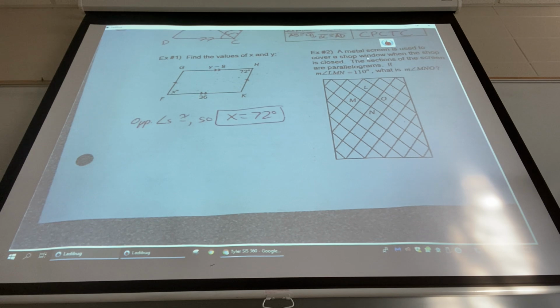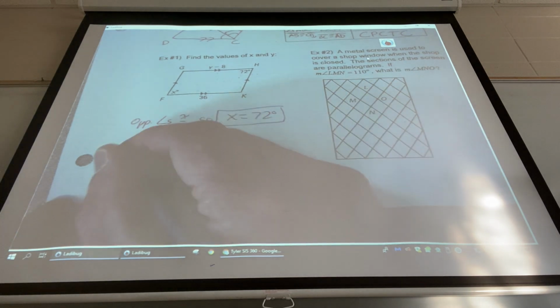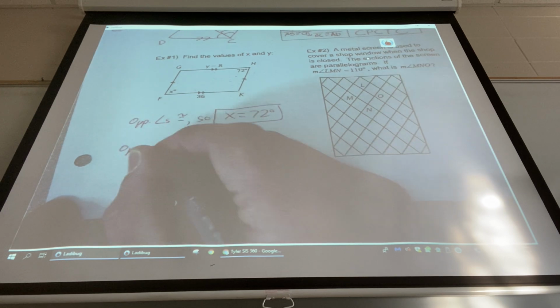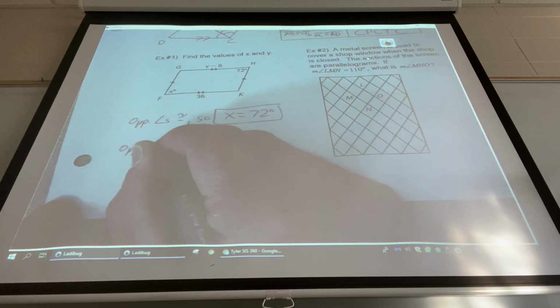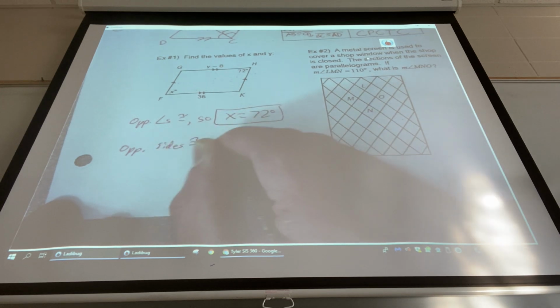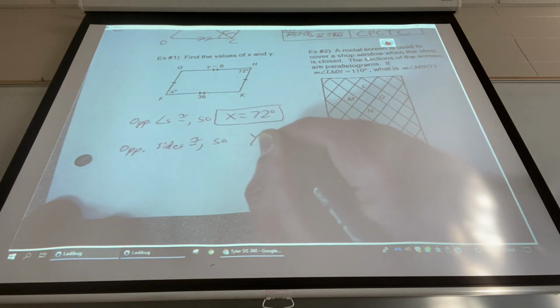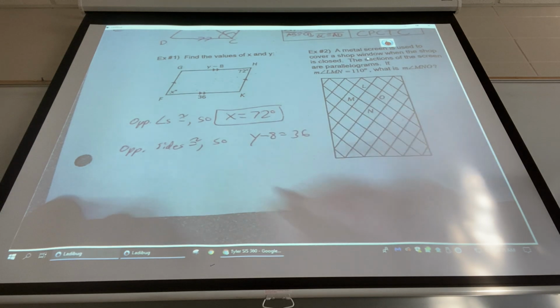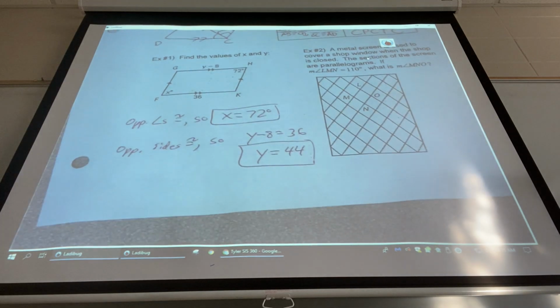Y is equal to 44, because opposite sides are congruent, right? So y minus 8 has to equal 36, and you can quickly solve for y. Are you guys cool with that?